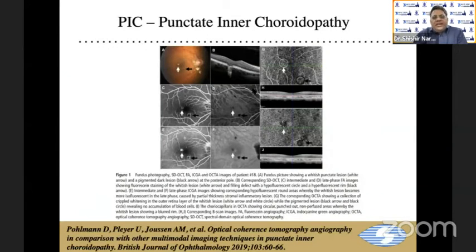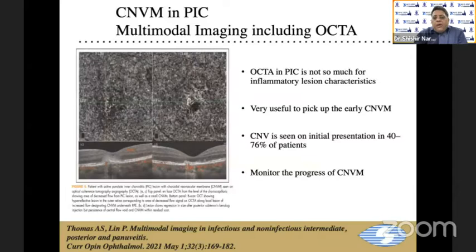So PIC is one entity which shows very small punctate lesions in the retina. They may be pigmented if they are healed, and sometimes if they are active, they'll be in this creamy color. But what is important is that there is not much to be seen here in terms of changes in the circulation in the choriocapillaris layer. But about 40 to 70% of these patients have a choroidal neovascular membrane.